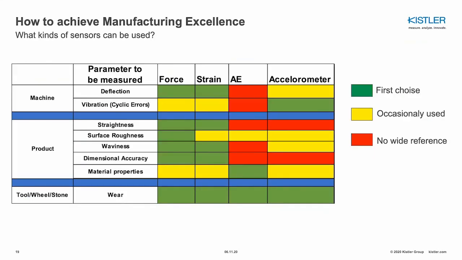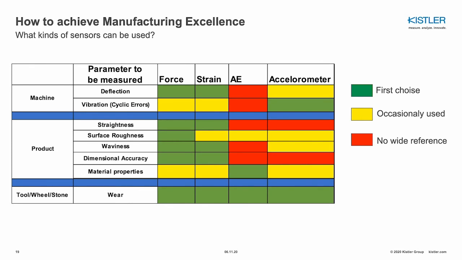So if you make a summary of the type of the sensors here, as you can see, the first choice is represented as the green box, the yellow means those sensor types occasionally used, the red ones, yeah, from time to time, but not wide reference. Then you can capture different types of parameters. I've been talking about when it comes to the machine, deflection, correlated to the stiffness, where you can utilize force and strain sensors, vibration, also even on the linear moving axis, that is called cyclic error, as you remember I mentioned before. For instance, accelerometers can be used.